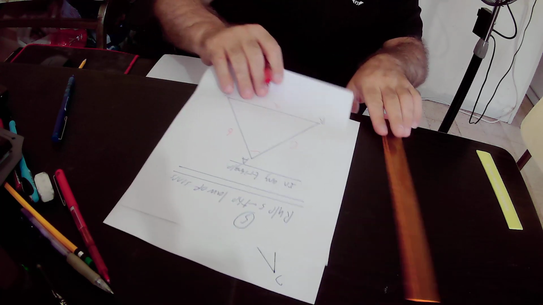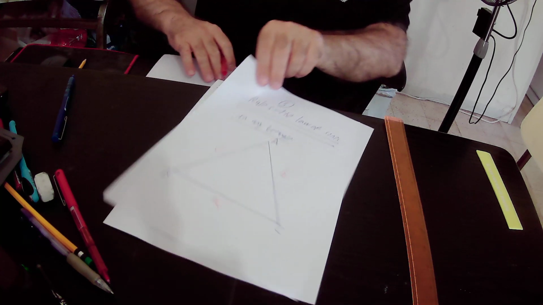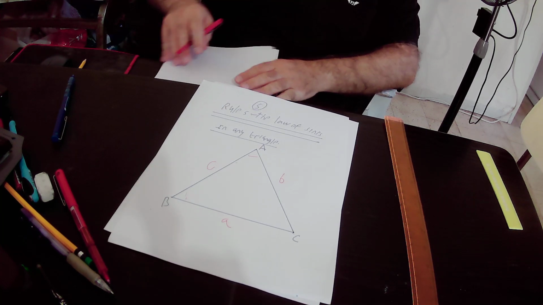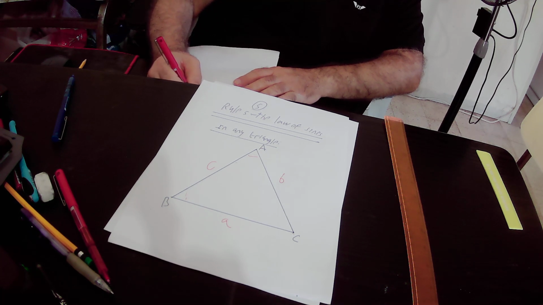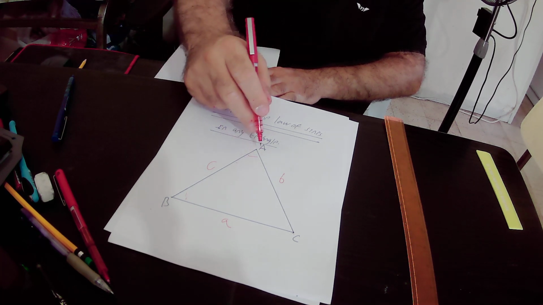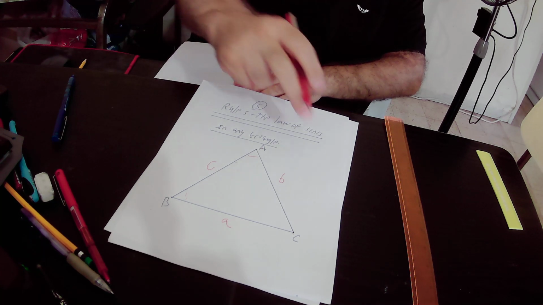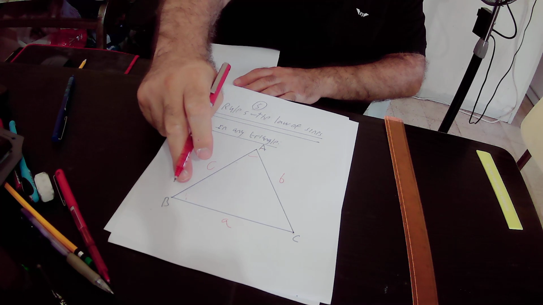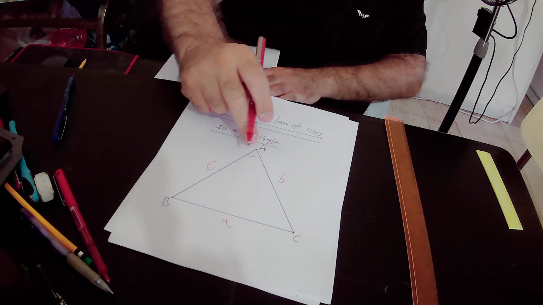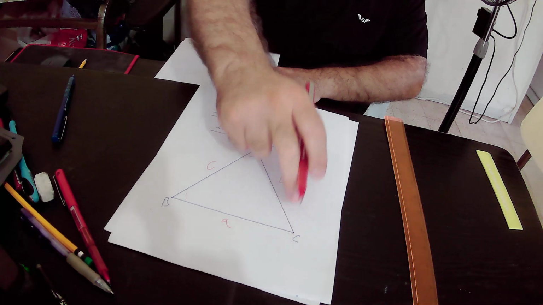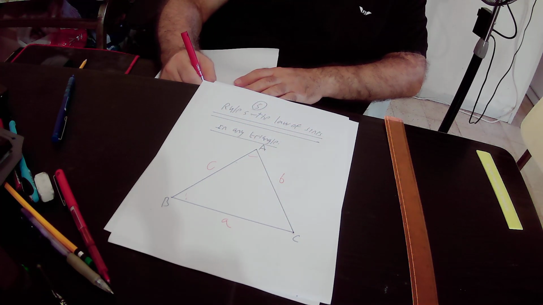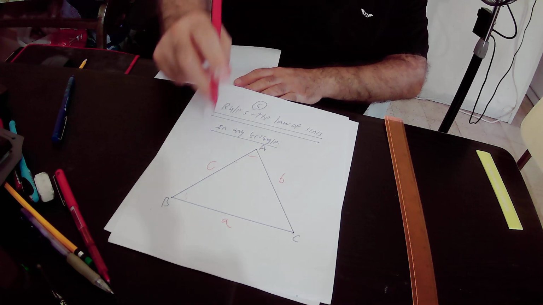Then, according to the law of sines, a over sine A will be equal to b over sine B. Again, B is the size of this angle, and A also is the size of this angle, and C is the size of this angle. So a over sine A will be equal to b over sine B, and will be equal also to c over sine C.